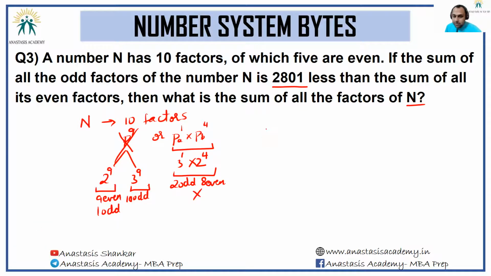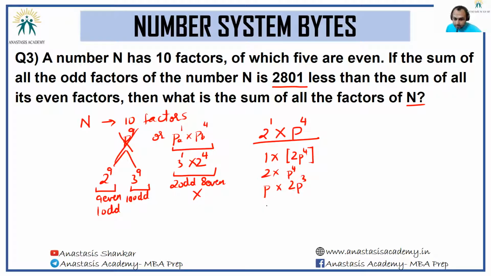The only acceptable case would be when I have 2 raised to the power 1 into some prime number p raised to the power 4. This 3 here was for example purposes, not that 3 is definitely involved. In this case, can you see p will be an odd number? Any prime number apart from 2 will necessarily be an odd number. So the factors here, you will have 1, 2, p, 2p, and so on, up to p raised to the power 4.